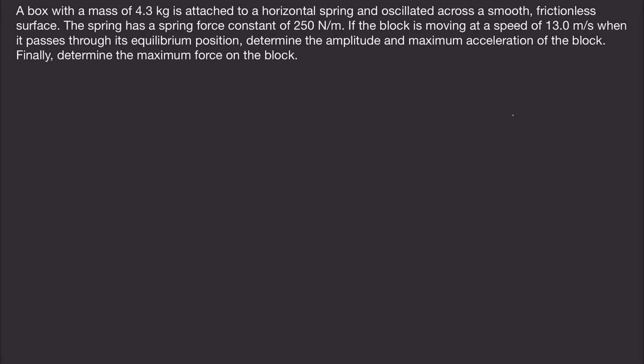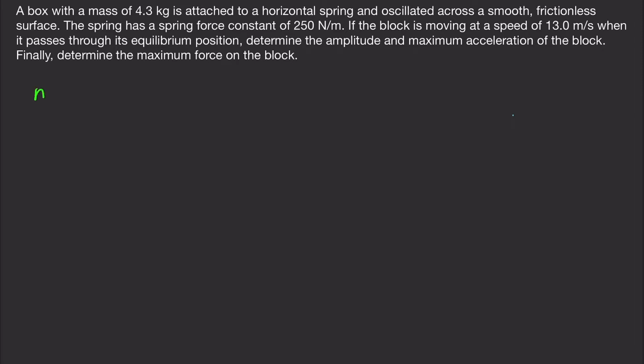The next problem, we have a box with a mass of 4.3 kilograms that is attached to a horizontal spring and oscillates across a smooth, frictionless surface. The spring has a spring force constant of 250 newtons per meter. If the block is moving at a speed of 13 meters per second when it passes through its equilibrium position, determine the amplitude and maximum acceleration of the block, and finally determine the maximum force that's on the block.